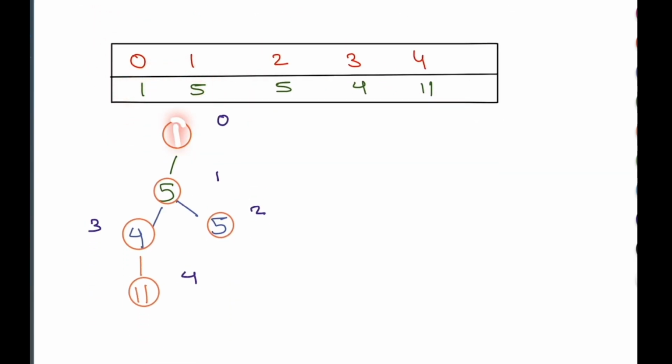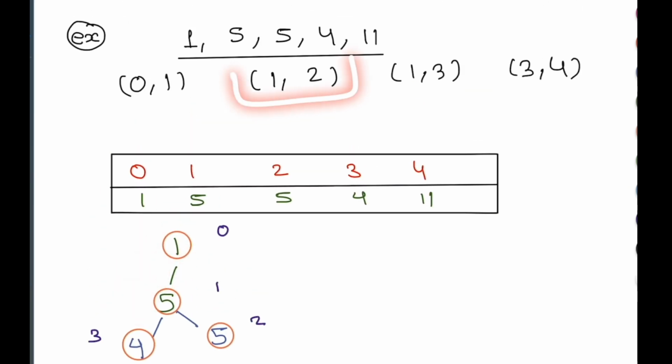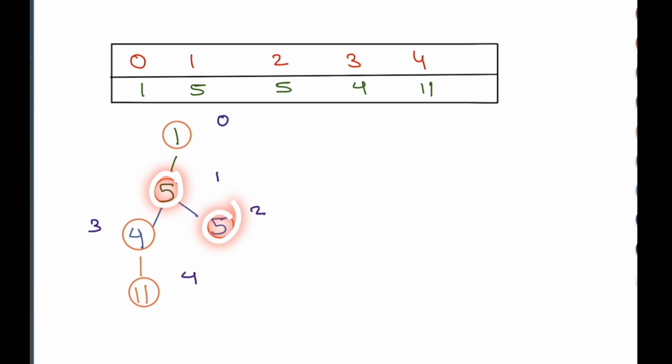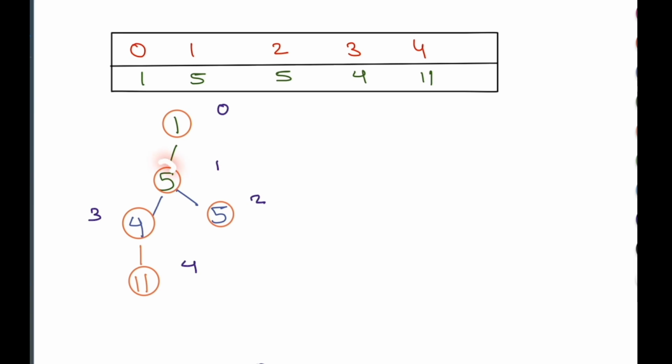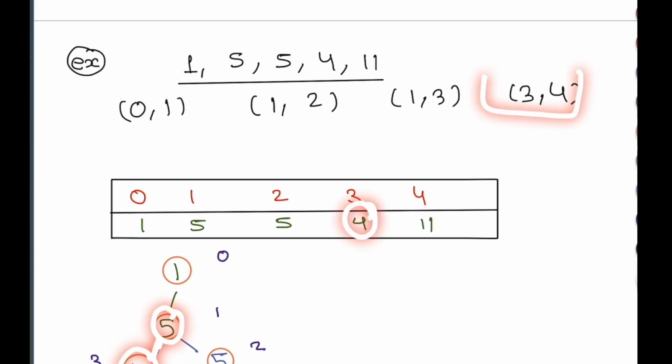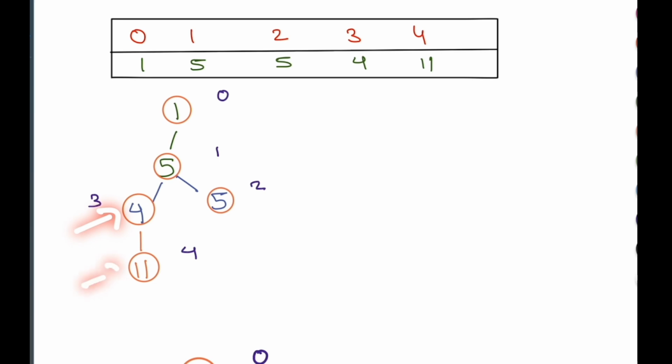We have this node 1, and it is connected with this node 5, right? This is the edge. Then we have 1, 2. It means node number 1 and node number 2, that is 5 and 5, are connected with each other, right? Now we have 1, 3. It means the node number 5 and node number 4 are connected. So this is node number 1, which is connected with node number 3. This is the edge. And now we have the edge from 3 to 4, which is node 4 and node 11. So we have node 4 and node 11 connected with each other. So the tree looks something like this.